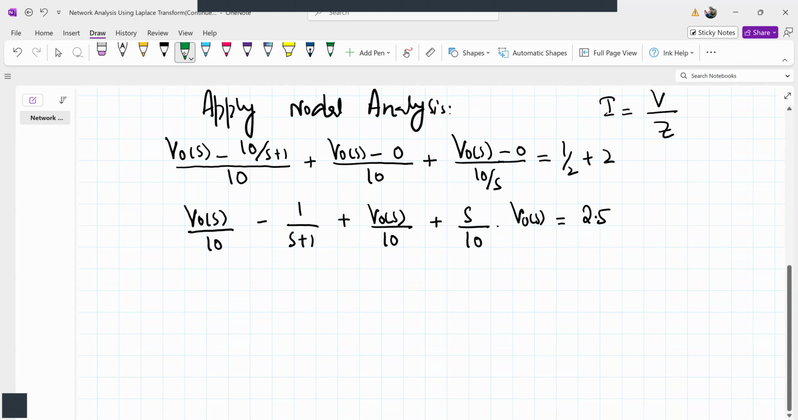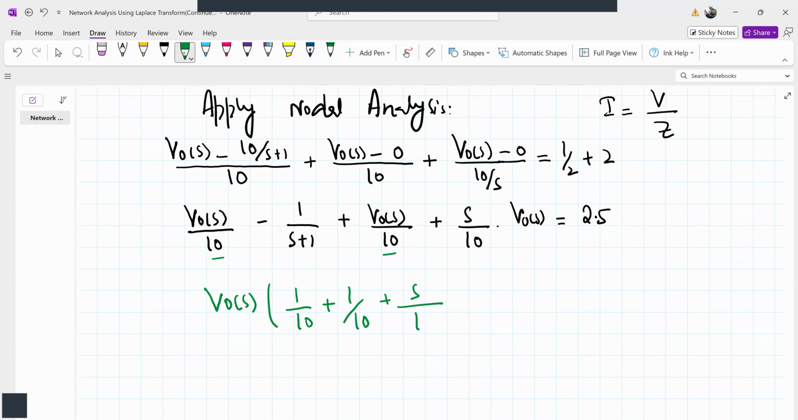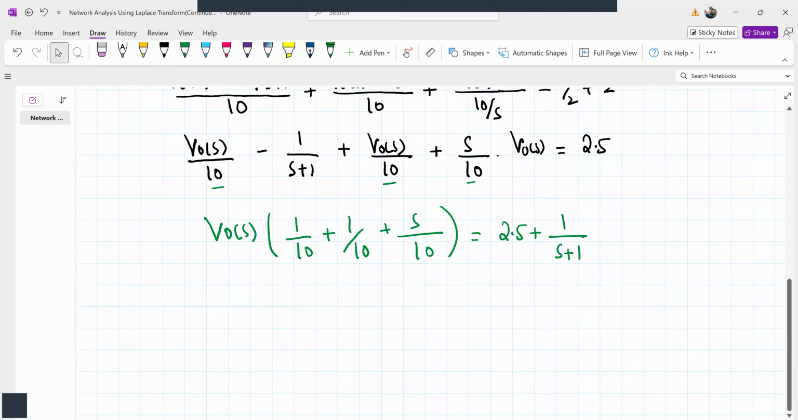So let's take V naught of S common. So what we'll have? V naught of S, we have 1 by 10 plus 1 by 10. This term, and then we have S divided by 10. Okay, that is this term. And this 1 by S plus 1 we will take on the right hand side. So this is 2 point 5. And now it is minus on the left hand side. On the right hand side, it will be plus 1.